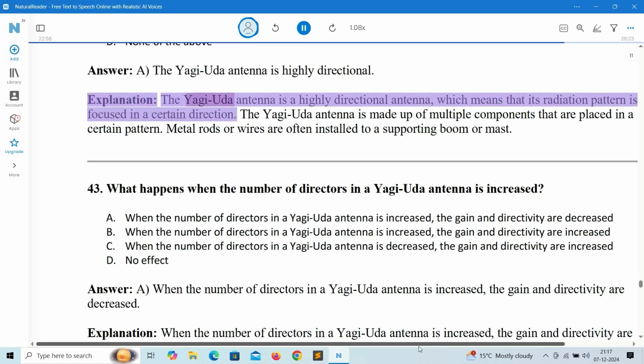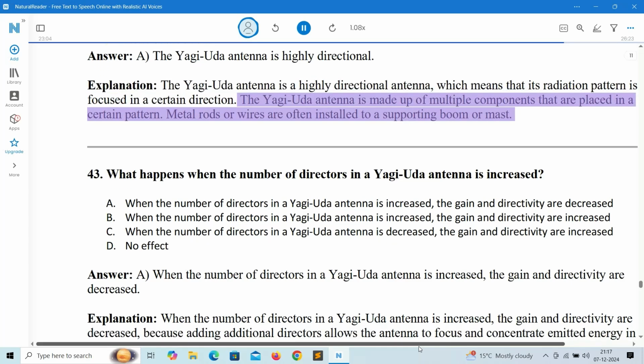Explanation: the Yagi-Uda antenna is a highly directional antenna, which means that its radiation pattern is focused in a certain direction. The Yagi-Uda antenna is made up of multiple components that are placed in a certain pattern. Metal rods or wires are often installed to a supporting boom or mast.